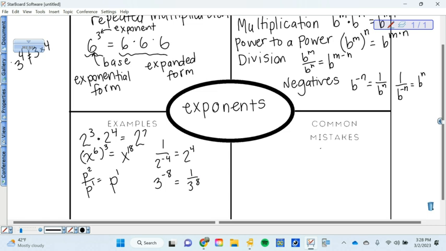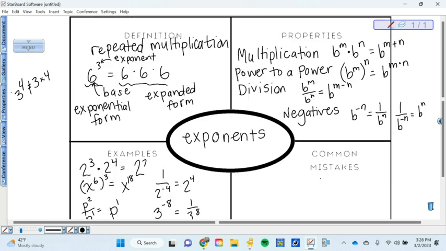It's just kind of hard to explain, I think. I think once you see the pattern, it makes sense. Okay, so there's our negative exponents, and then the easy property is our 0 property. Any base raised to the 0 power equals 1. Yes, not 0, 1.